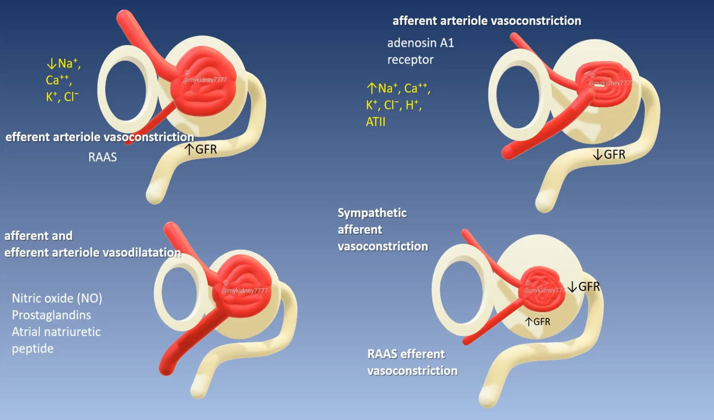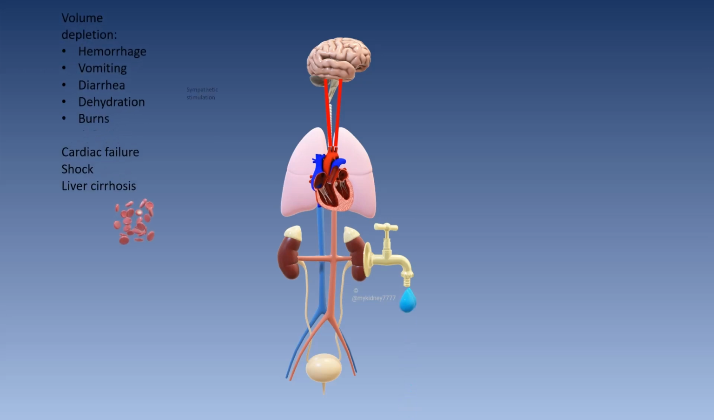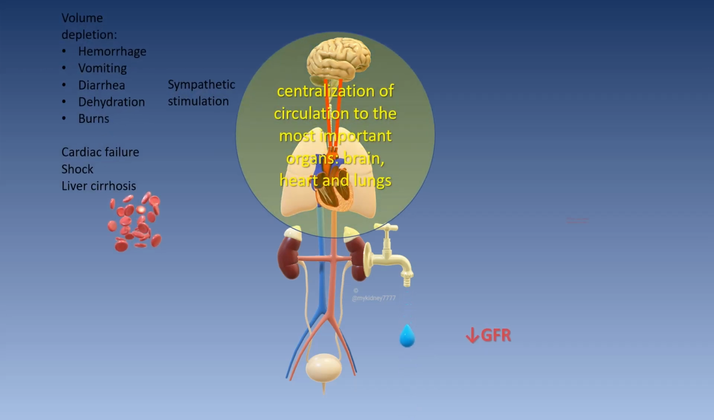This is an evolutionary adaptive mechanism to preserve the body volume and renal function in volume depletion, for example in hemorrhage or dehydration, despite the centralization of circulation to the most vital organs, brain, heart, and lungs. This also occurs in other pathologic conditions, like heart failure and shock, liver cirrhosis.